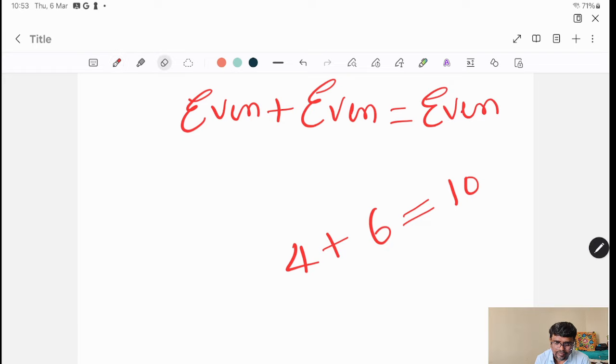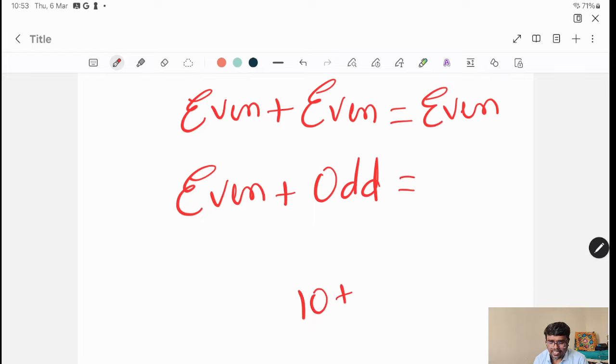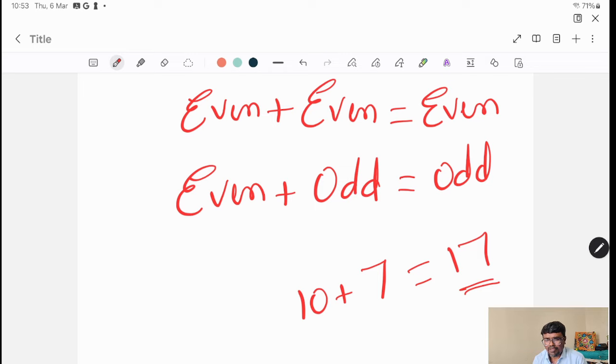That's the one point. Second thing, what about even plus odd? Any even number plus any odd number, what happens? Let us see. You can choose any even number, let us say 10 plus 7. The result is 17. 17 is an odd number. Always odd only. Whenever you add even plus odd or odd plus even, both are the same. So even and odd added together, the result is always odd.